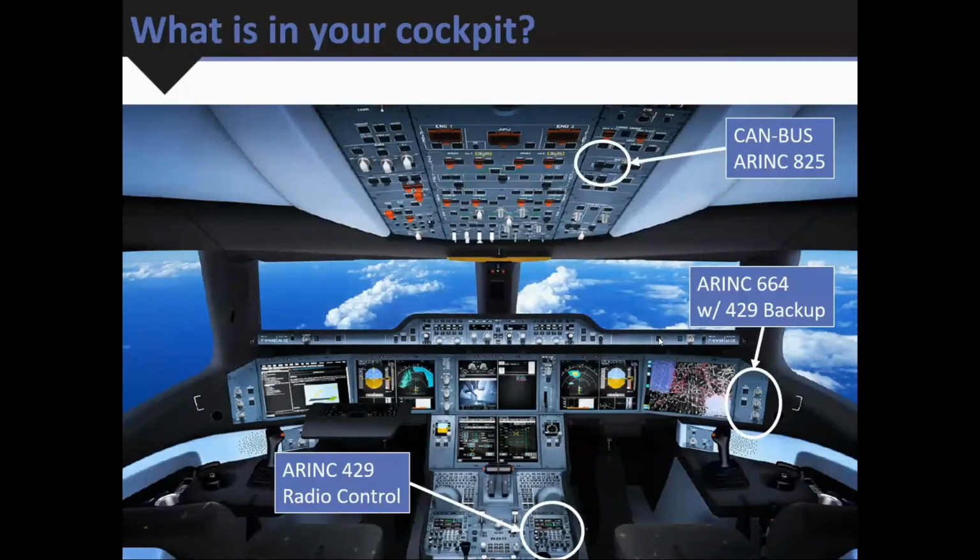So let's look into this Airbus 350 cockpit. There are various instruments and panels. ARINC-825 is used to communicate with the overhead panel. ARINC-429 is used for radio control. ARINC-664 is for most of the other instruments, with ARINC-429 providing a backup at lower bandwidth.